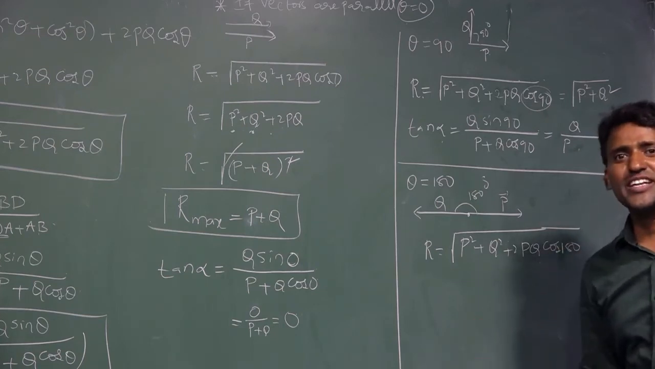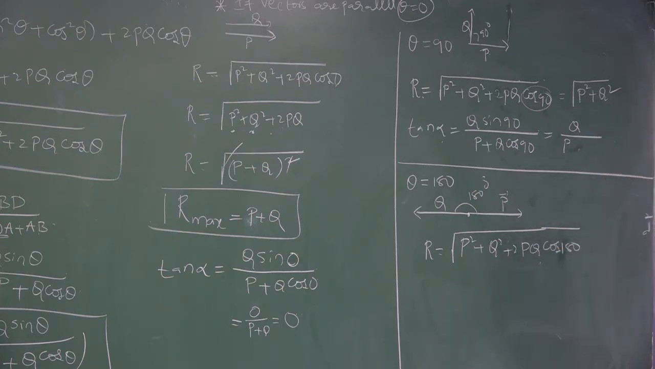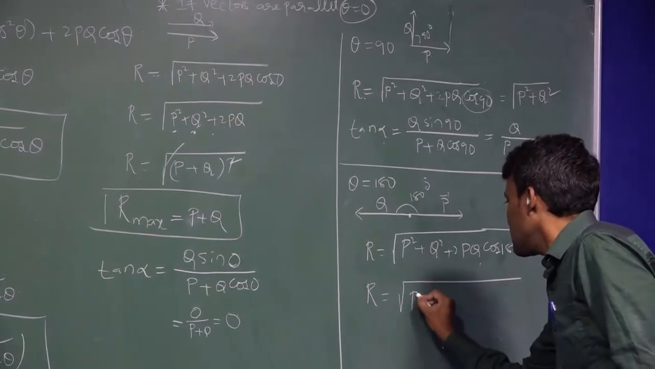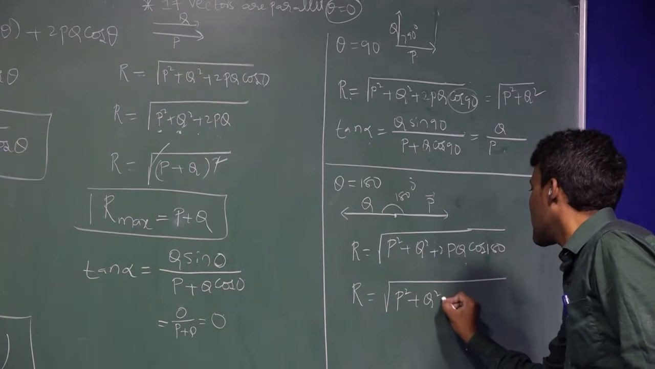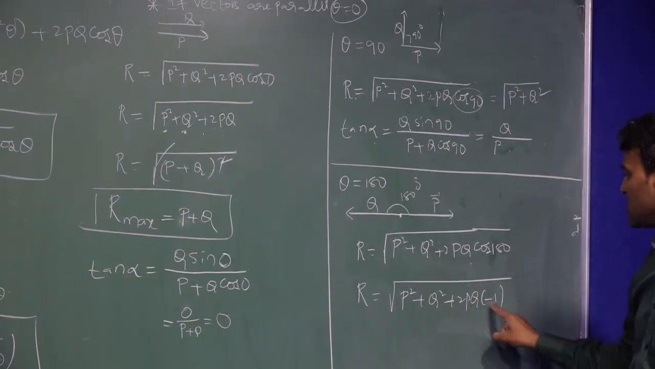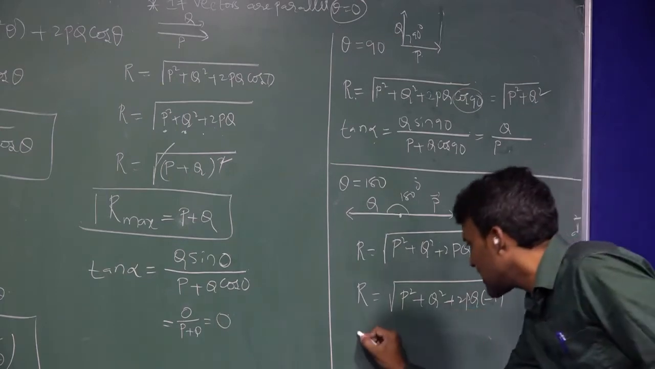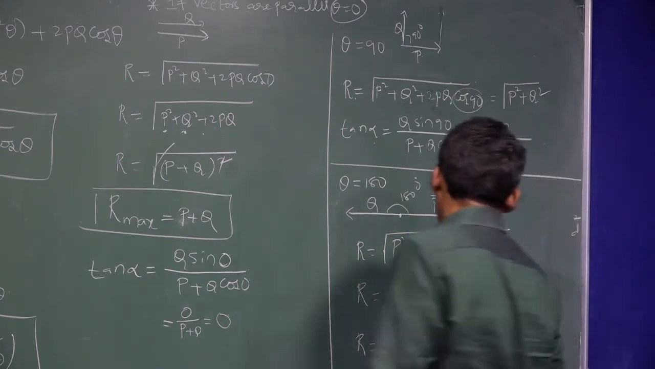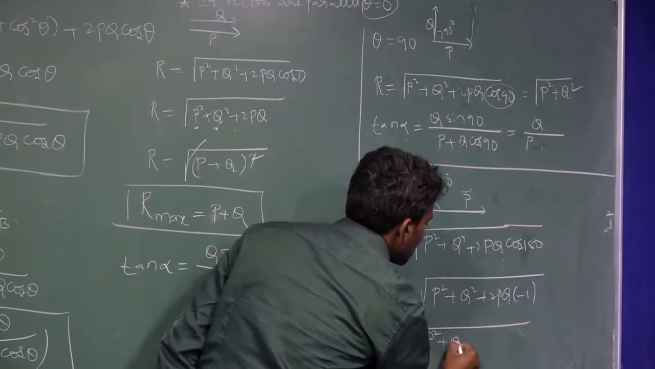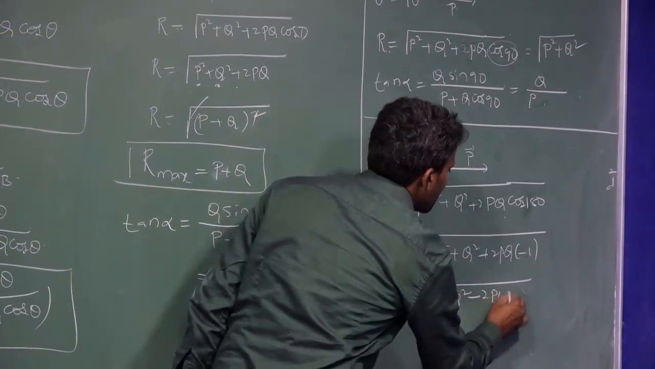What is cos 180? Minus 1. Cos 180 is minus 1. So R is equal to under root of P square plus Q square plus 2PQ times minus 1. Minus into plus is minus. You can write here R is equal to under root of P square plus Q square minus 2PQ.